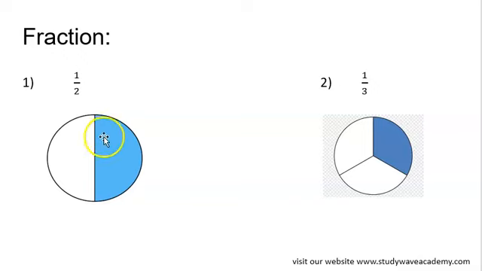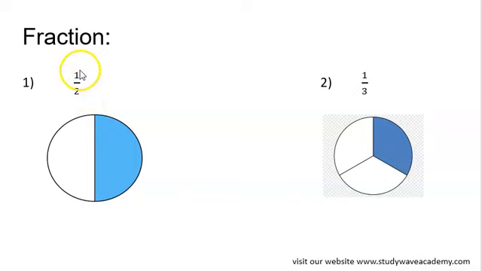The shaded part is 1. It's only one part that is shaded here, right? And the full circle is divided into 2, which is the denominator. So the denominator represents the whole part of the circle that is divided. The denominator is 2 because the circle is divided into 2.